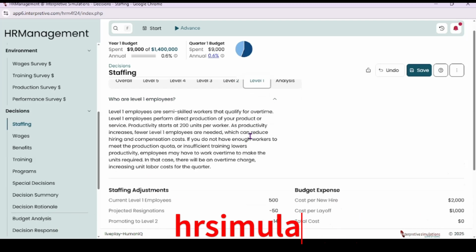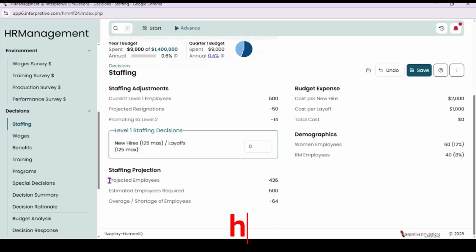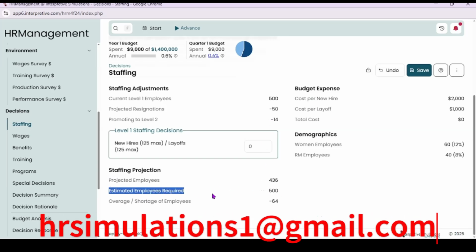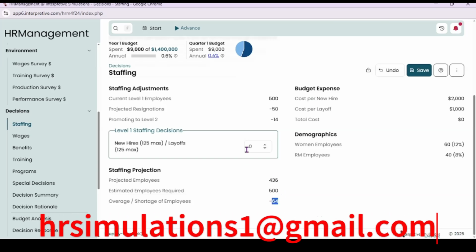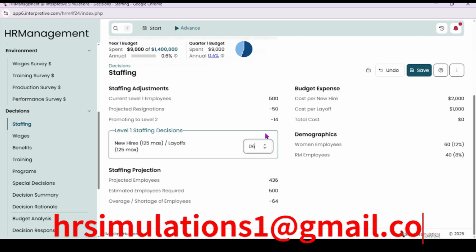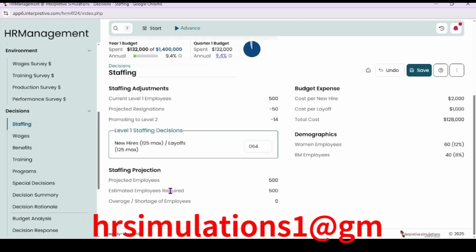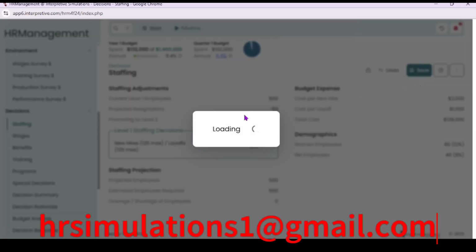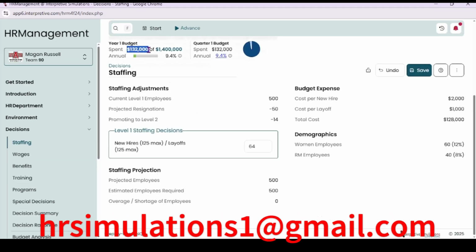So that's it. For level 1, that means that now we are going to hire new workers. I can see that the projected employees is 436 and the estimated one is 500. So this means that we have a shortage of 64 workers. So I'm just going to hire 64 workers. And that's it. So we are satisfying the number of workers that we need in the company, and I'll save these decisions. At the moment you can see that we have spent 132 out of our 1 million.